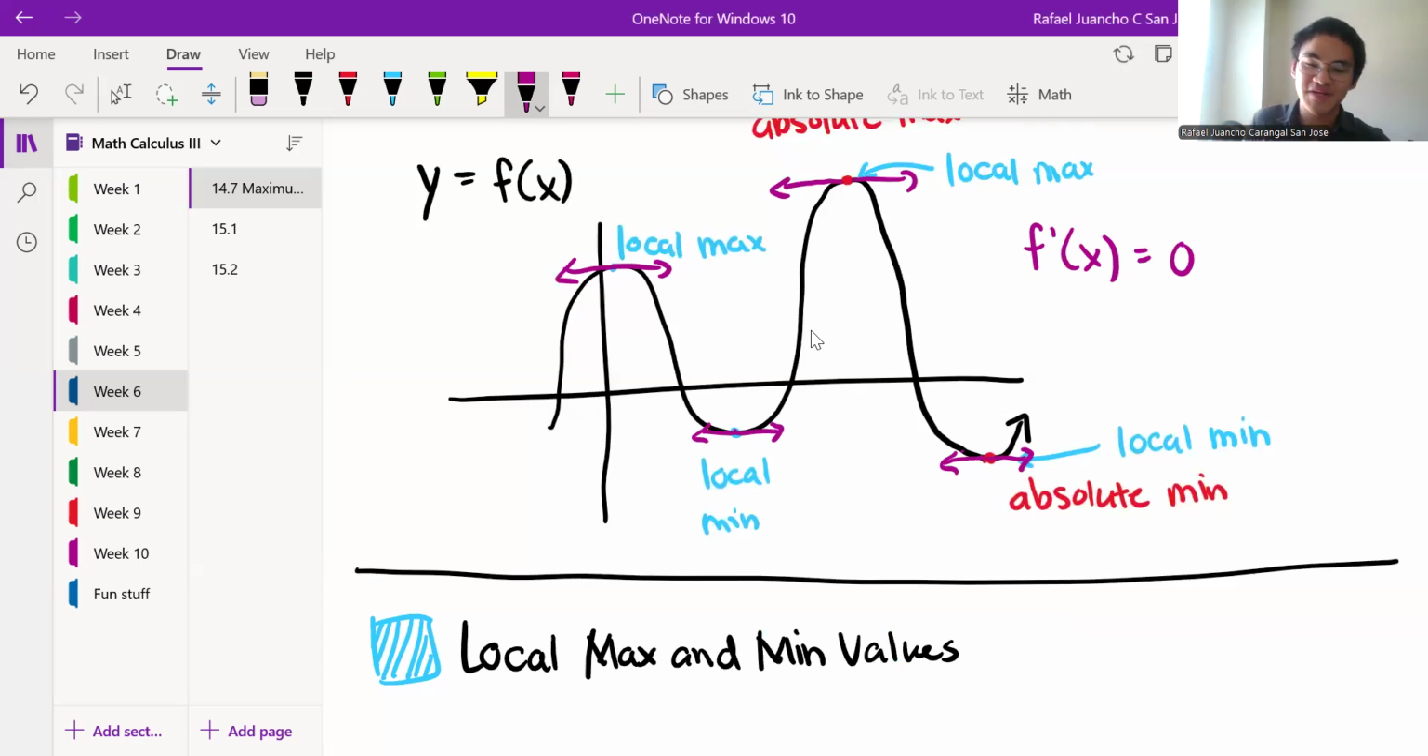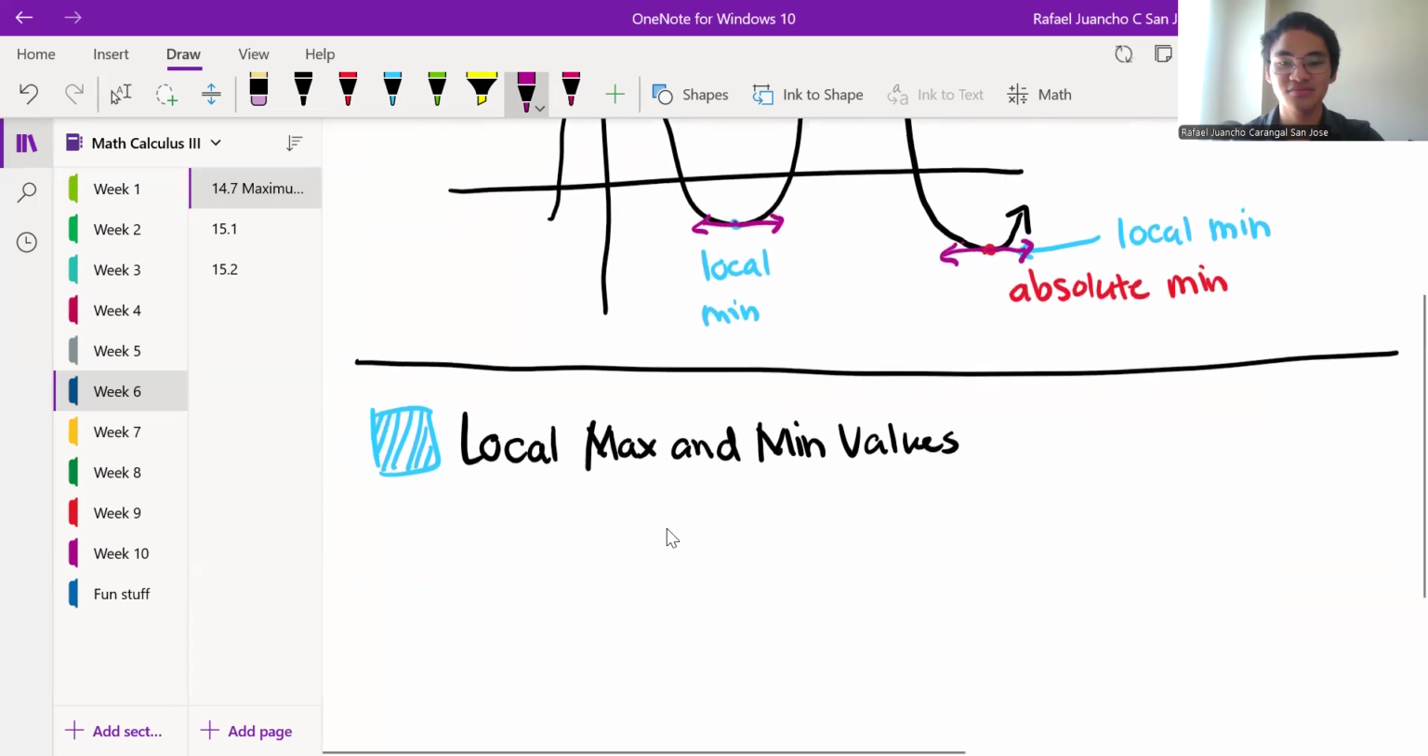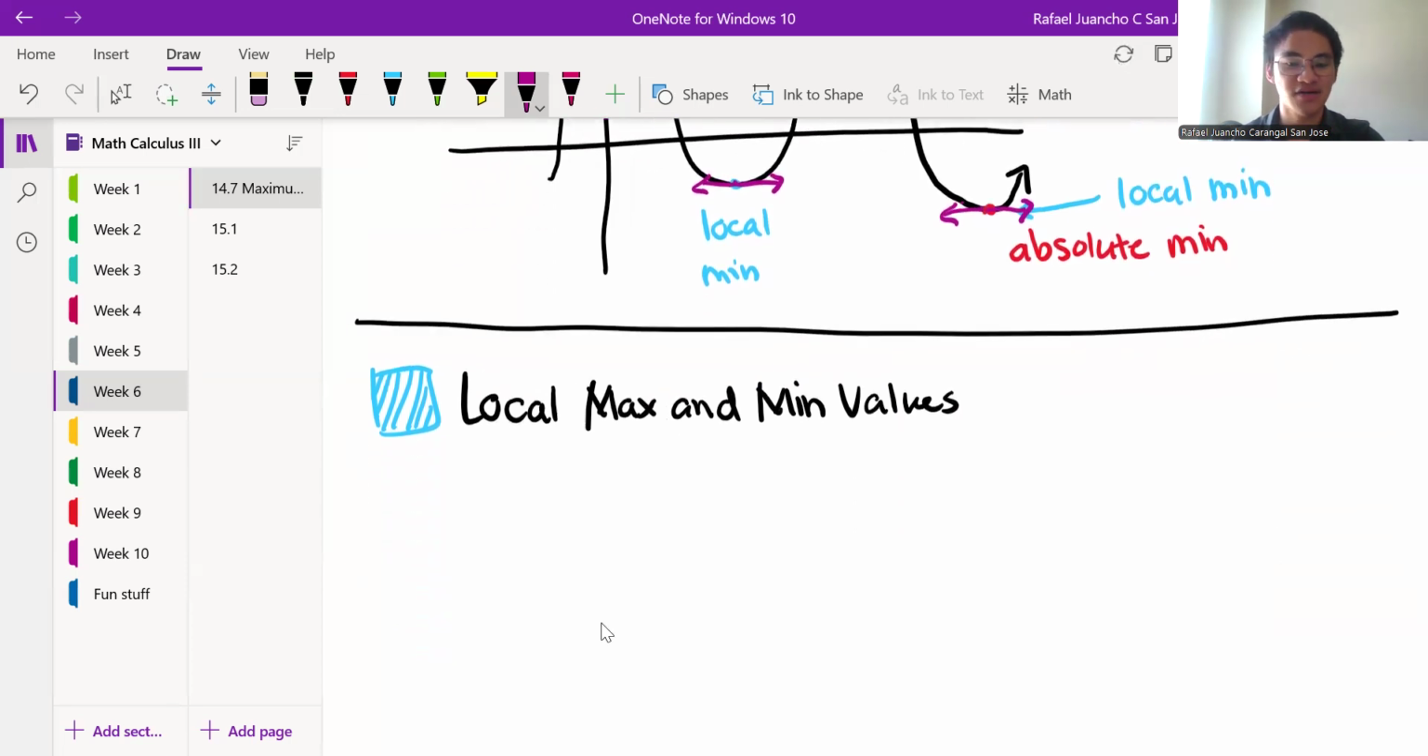But now here's the big question. How can we tell if it's a local max or min? We'll see that later on, but it's more about analyzing the graph, like where it came from.